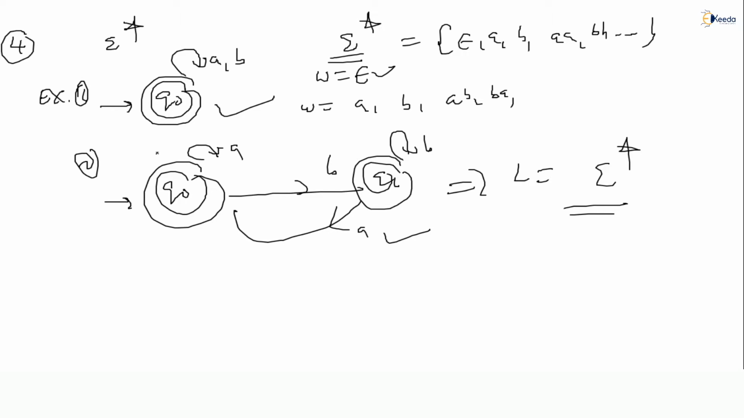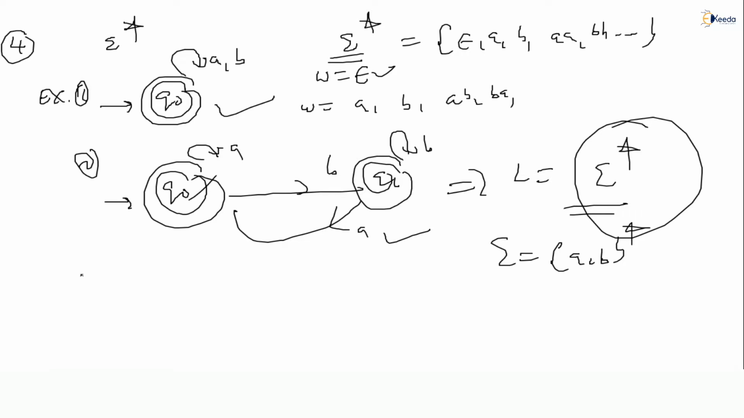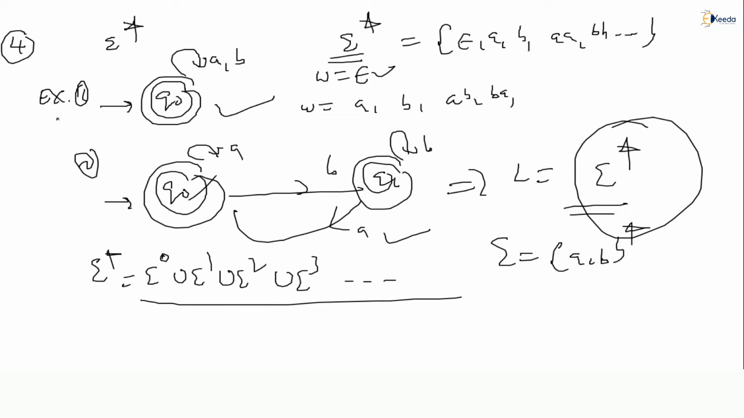So FA in which all the states are final states, definitely that is going to accept all strings of sigma star. What is sigma? A comma B alphabet if you take, sigma star is nothing but what? What is sigma star containing? I have told all of you, sigma star contains sigma power 0 union sigma power 1 union sigma power 2 union sigma power 3 union, like this. 0 length, 1 length, 2 length, all lengths of strings are available. So definitely that is nothing but the universal language it will accept. This is the fourth point which is important for us now. Please note down.